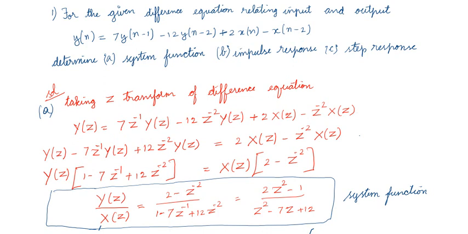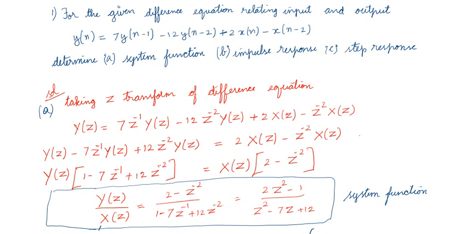Now we need output by input, so Y by X. Bring all Y terms to the left side, keep all X terms in the right side. Take Y commonly outside, and in the right side take X commonly outside. So Y by X is equal to (2 minus Z power minus 2) divided by (1 minus 7 Z power minus 1 plus 12 Z power minus 2).